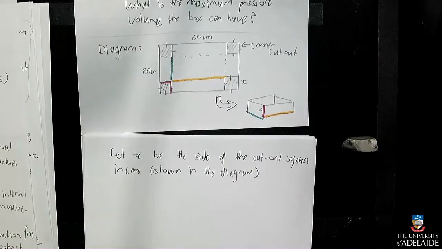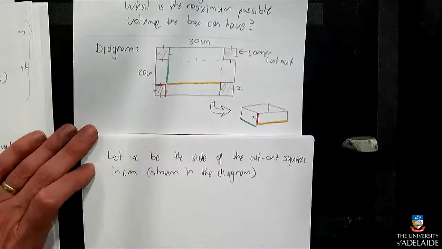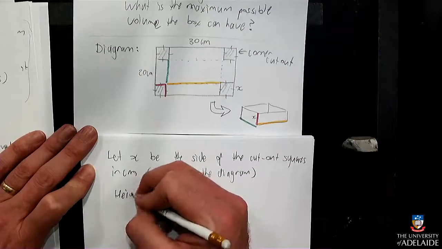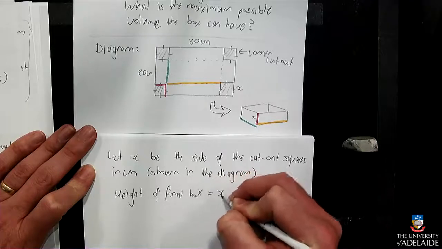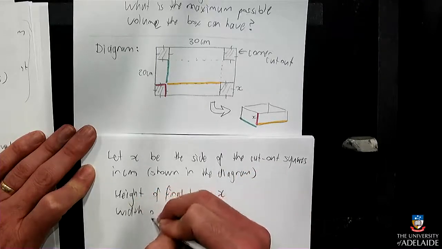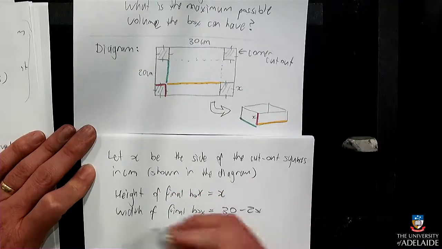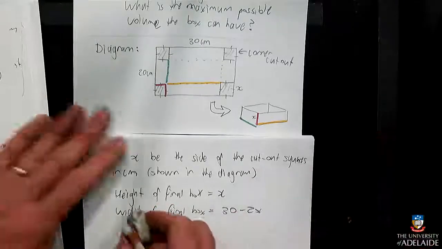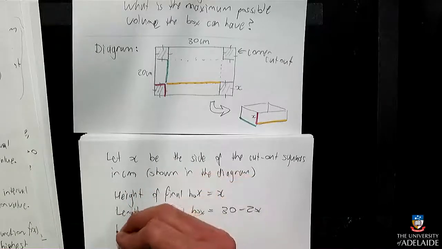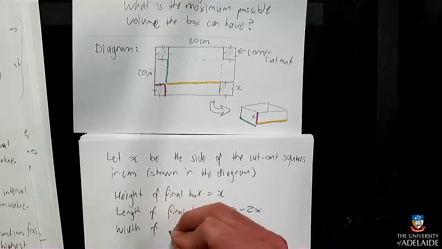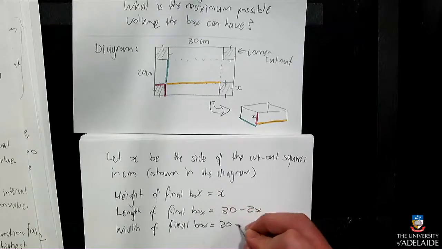Okay, so the width for the final box is going to be this yellow bit, which is going to be 30 centimetres, take 2 of these x's. So let me pop this in. The height of the final box is going to be x. The length of the final box is going to be 30 centimetres, take 2 lots of x. And, sorry, that's the length, I guess, because it's the longer edge. And the width of the final box is going to be 20, take 2x.